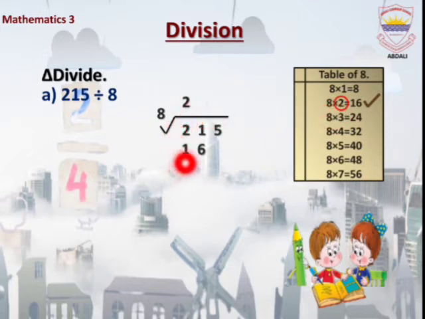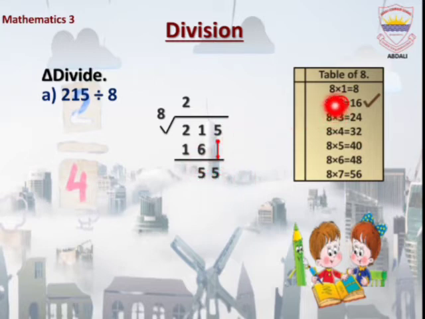Now what do we do now students? We subtract 16 from 21, we get 5 and we write our dividend digit 5 with 5.